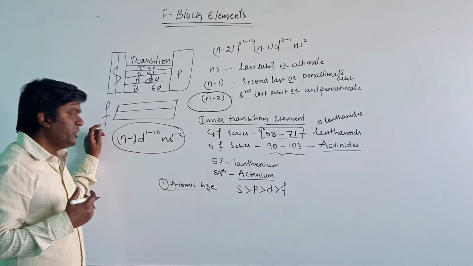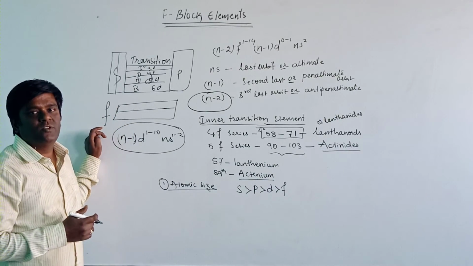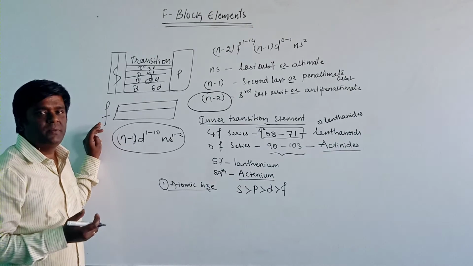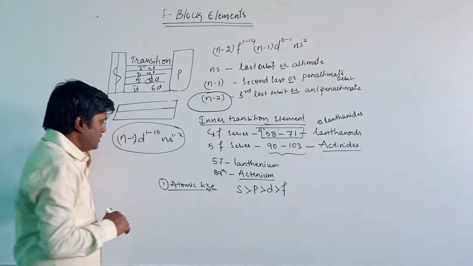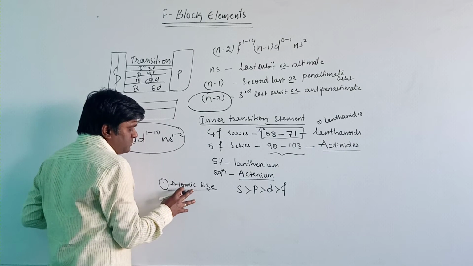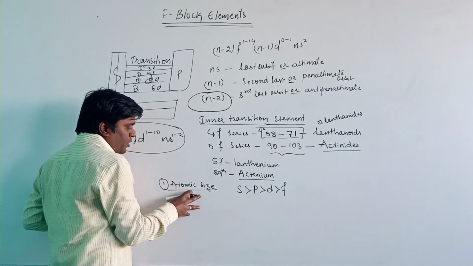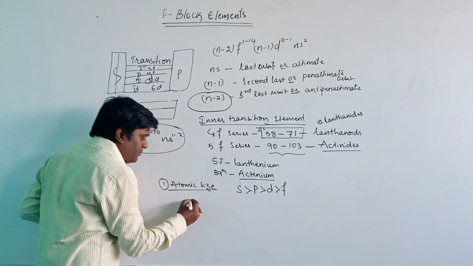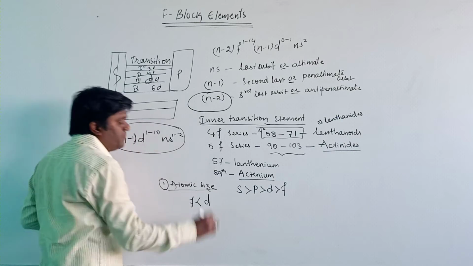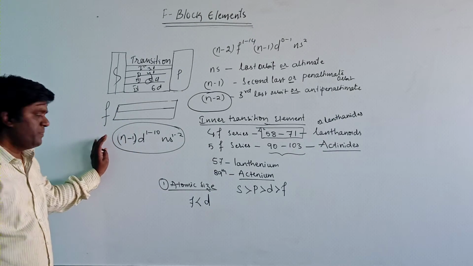Therefore, when the nuclear charge is greater, the atomic size will be lesser. When we compare F block and D block elements, the F block elements will have a lesser atomic size compared to the D block elements.